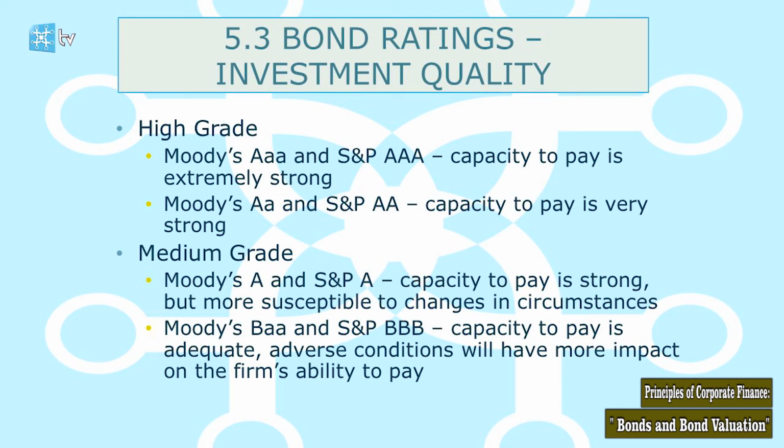Moody's A and S&P's A are medium-grade bonds. Capacity to pay is strong, but more susceptible to changes in circumstances, so you have doubts. Due to circumstances, it may defer or delay some payments. Moody's Baa and S&P's BBB are again medium-grade bonds. Capacity to pay is adequate. Adverse conditions will have more impact on the firm's ability to pay.